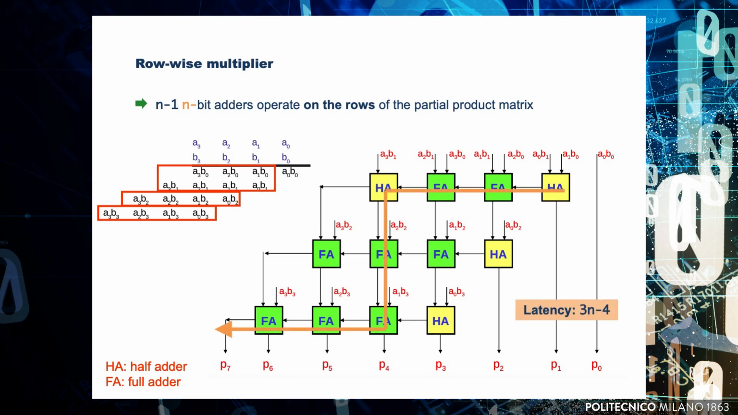Let us now briefly focus on the evaluation of the adder latency. The latency of an adder architecture can be measured in terms of the number of full adders or half adders that must be traversed to produce all the bits of the result. In this case, the orange arrow identifies the critical input to output path, which spans 8 full adders or half adders. In general, if the adder operates on n-bit operands, the latency is 3n-4 full adders or half adders.